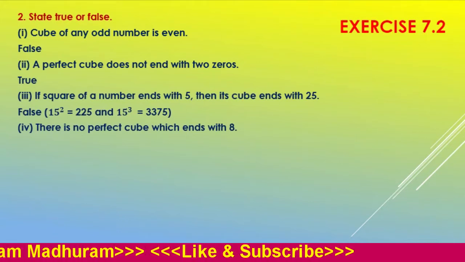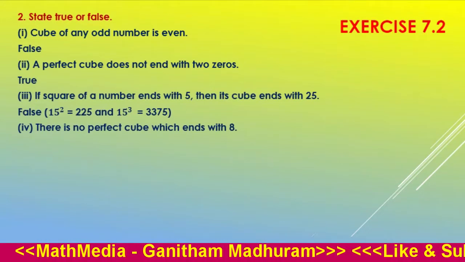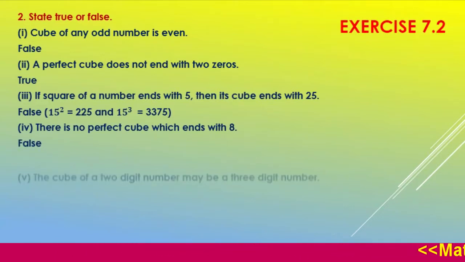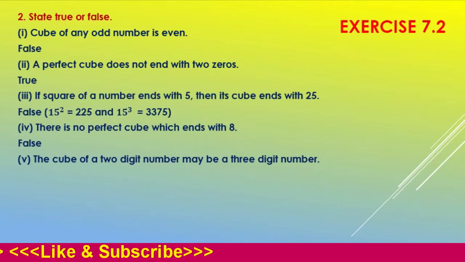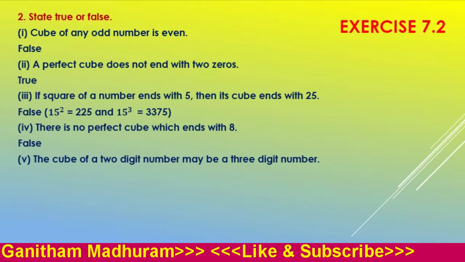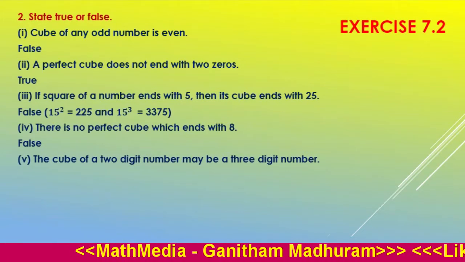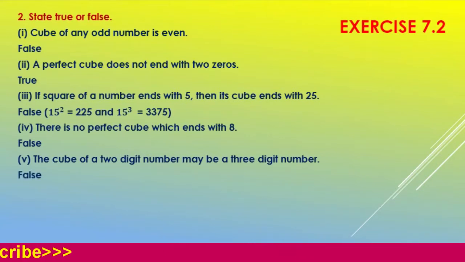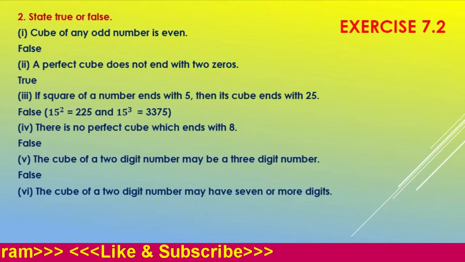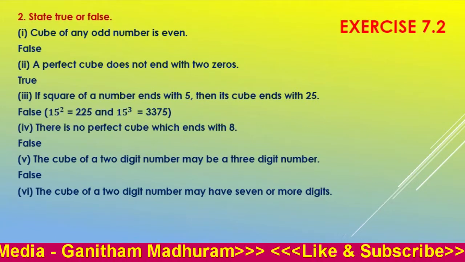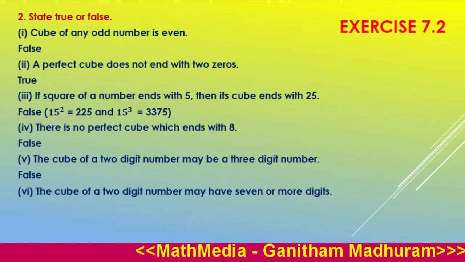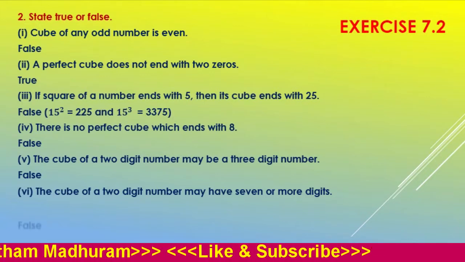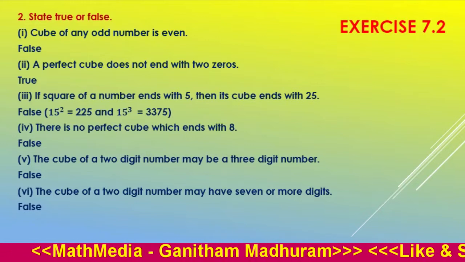Next, there is no perfect cube which ends with 8. That is false. Fifth question: the cube of a 2-digit number may be a 3-digit number. That is false. Next, the cube of a 2-digit number may have 7 or more digits. That is also false.